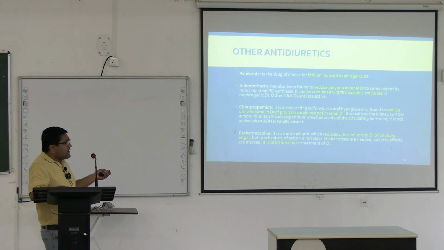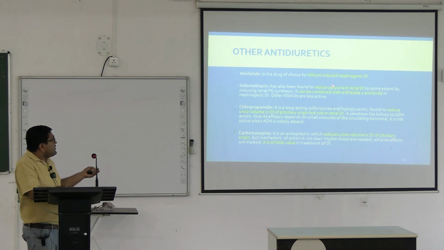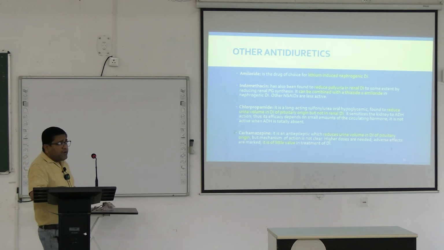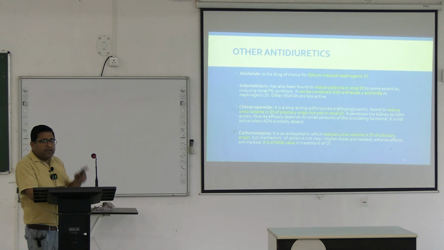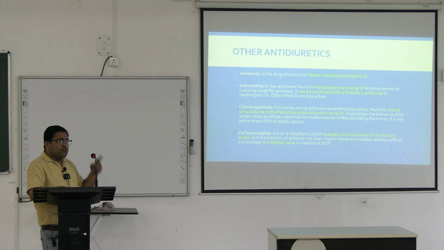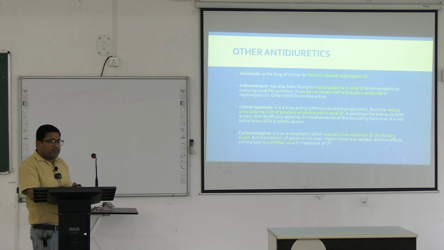Indomethacin basically decreases the formation of prostaglandin and thus reduces polyuria in renal diabetes insipidus. Chlorpropamide is an oral antidiabetic drug. It reduces urine volume in diabetes insipidus of pituitary origin, but not in renal diabetes insipidus. Carbamazepine is an anti-epileptic and is useful in central diabetes insipidus, not in renal.